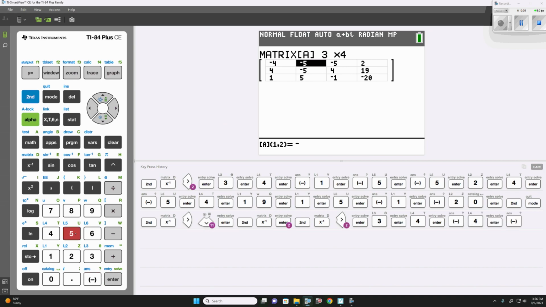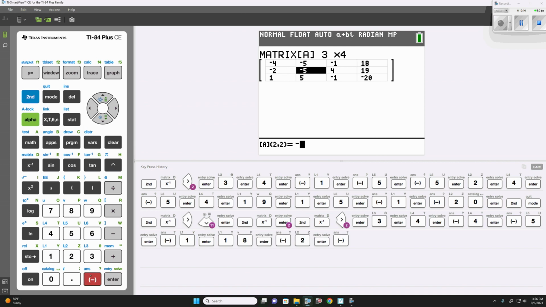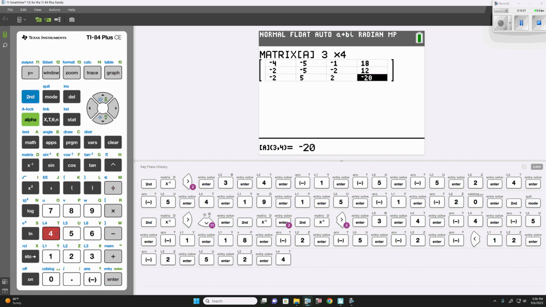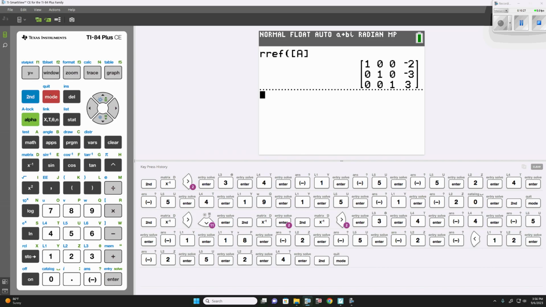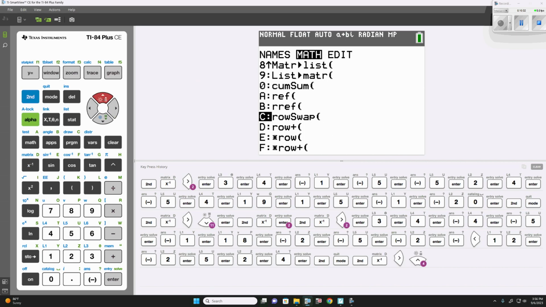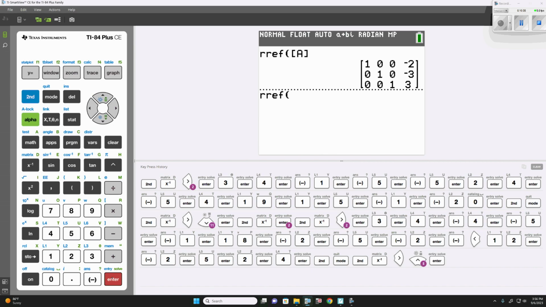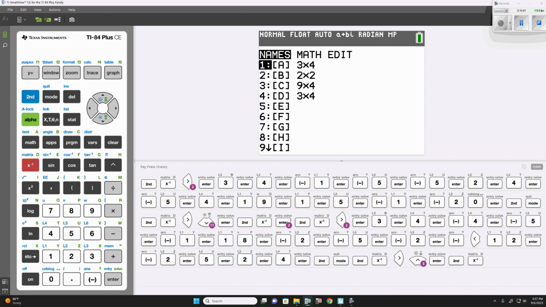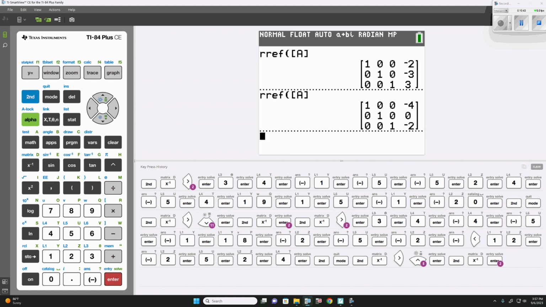This time we have -4, -5, -1, 18, -2, -5, -2, 12, and then -2, 5, 2, 4. And after we get it all typed in, we can go second quit. Now again, we need RREF, so we can go second matrix, over to math and find RREF. Now that we have this, we need to recall the matrix to it. So we'll go second matrix, and we pick the correct one out of this list, which is A.